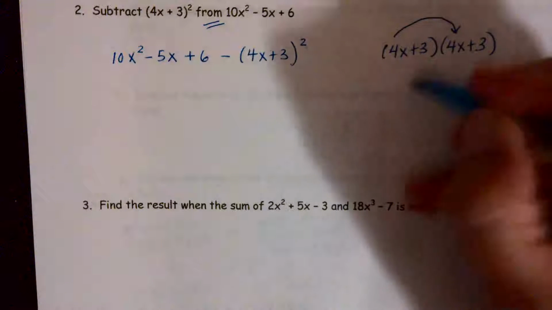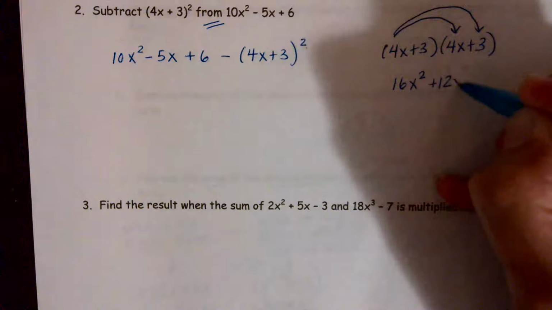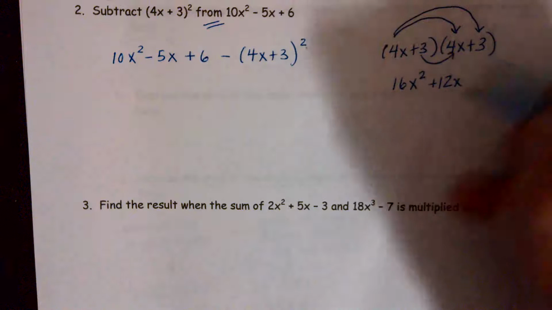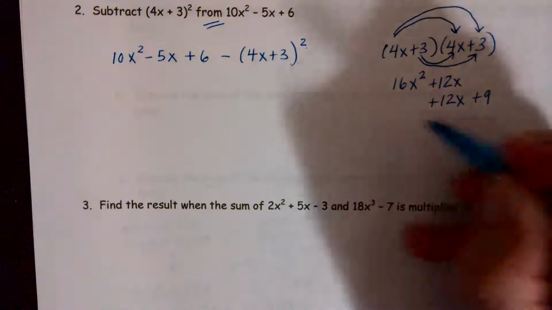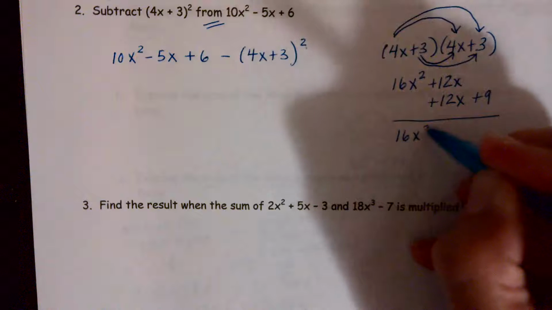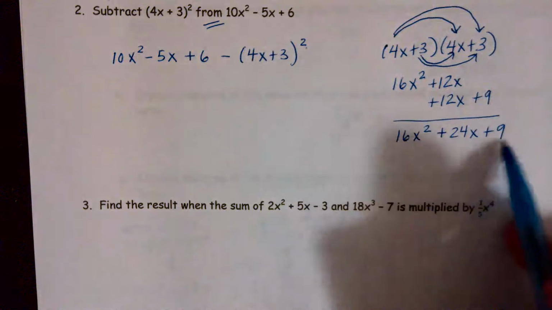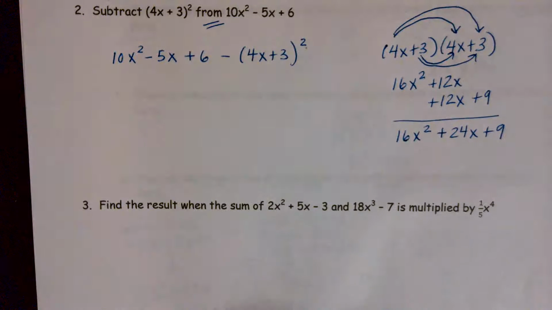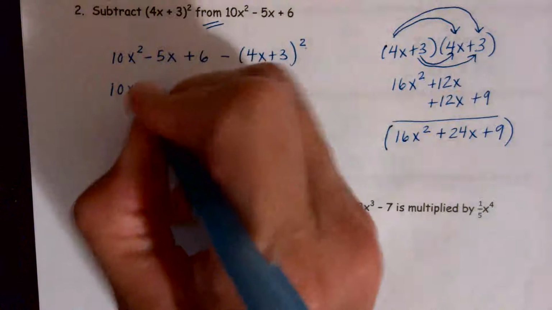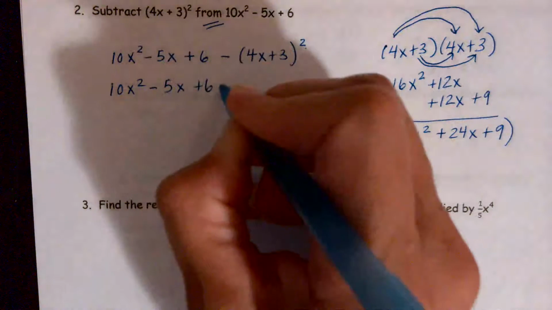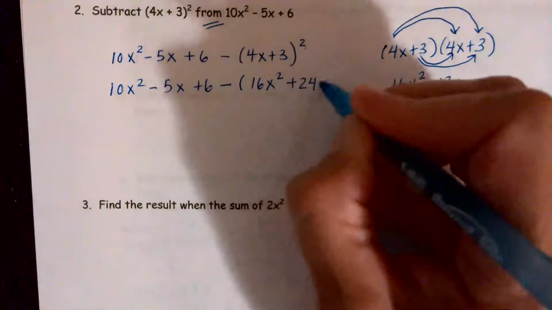When I see a binomial to that power, I'm going to write the binomial as a factor that many times. So 4x times 4x is 16x squared, and 4x times 3 is 12x. 3 times 4x is another 12x, and 3 times a positive 3 is a positive 9. So I would get 16x squared plus 24x plus 9. That entire expression is going to be subtracted, which means I'm going to need to keep that expression in parentheses. So I have 10x squared minus 5x plus 6 minus 16x squared plus 24x plus 9.